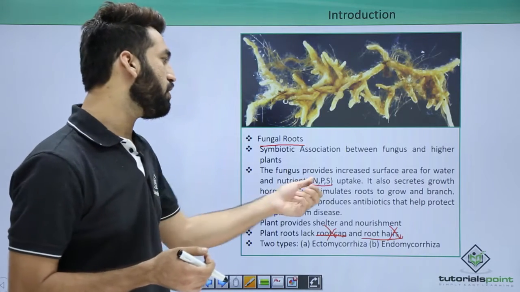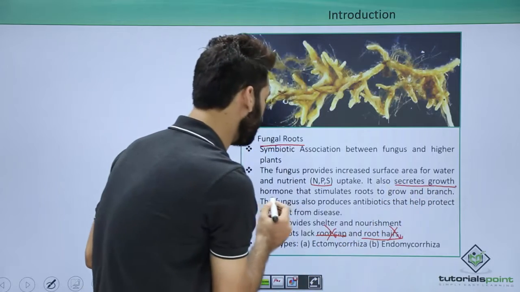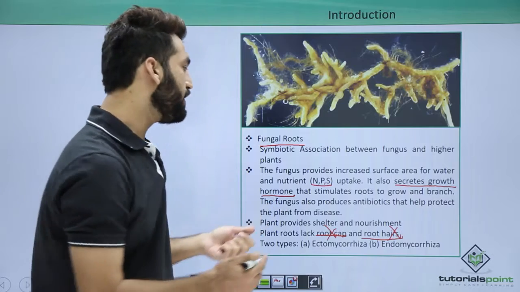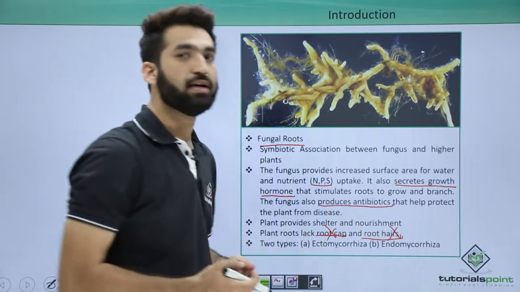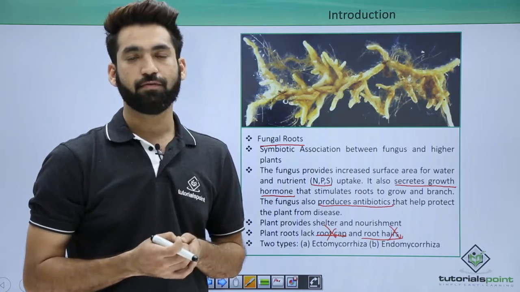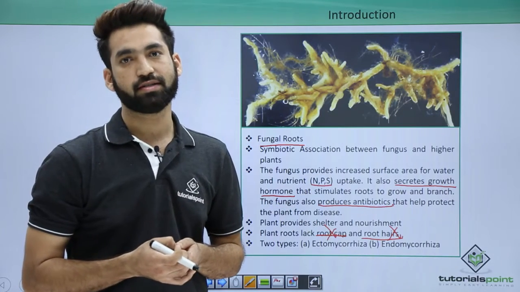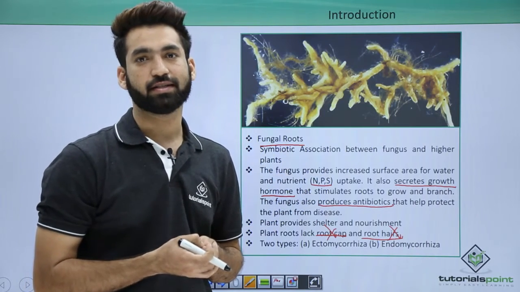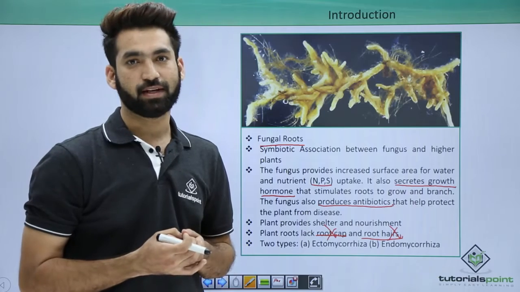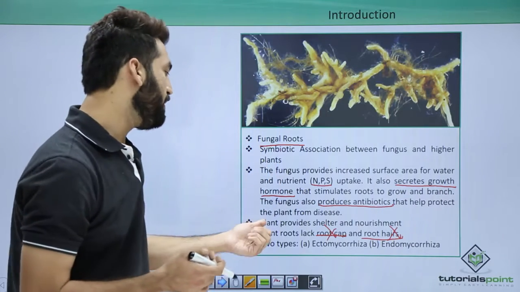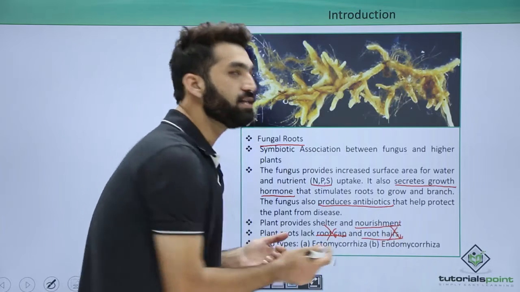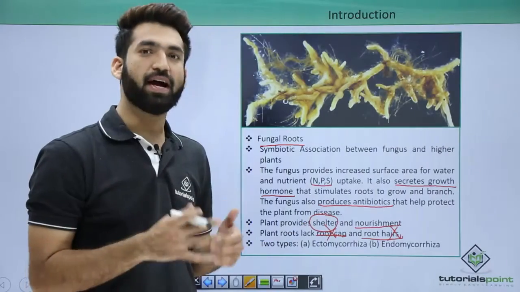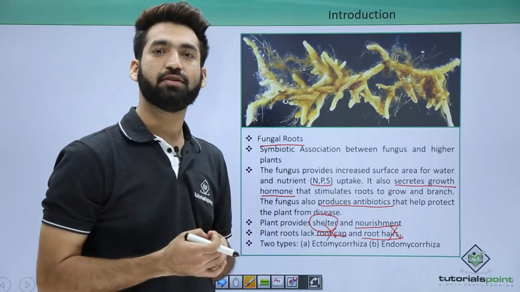Apart from that, the fungus also secretes some growth hormones for the plant. Fungus also produces some antibiotics which protect the plant from other microorganisms and diseases. So fungus is doing so much. Apart from that, what is the plant giving to the fungus? The plant gives nutrients, the plant gives food to the fungus. The plant does photosynthesis, so the plant provides nourishment, and apart from nourishment, the fungus also gets shelter. So the plant is giving nourishment and shelter to the fungus.